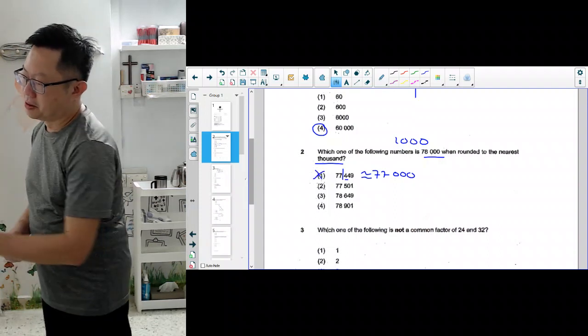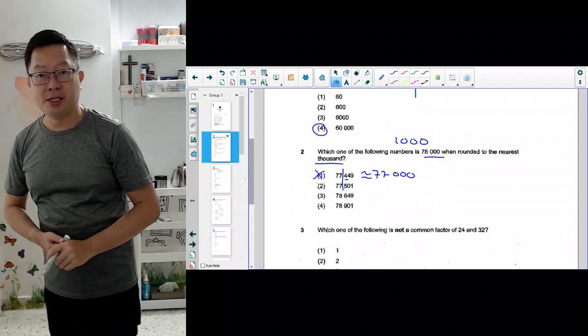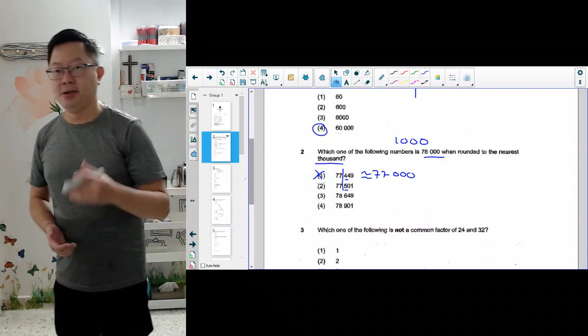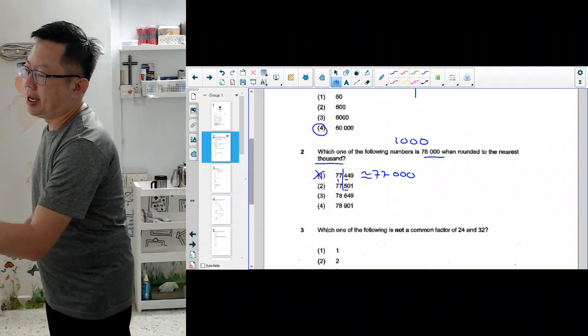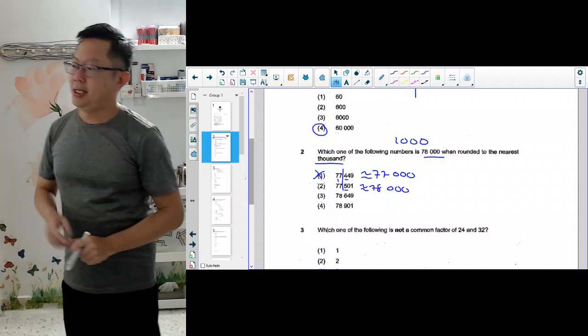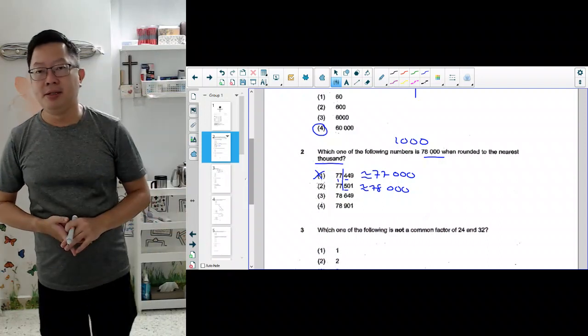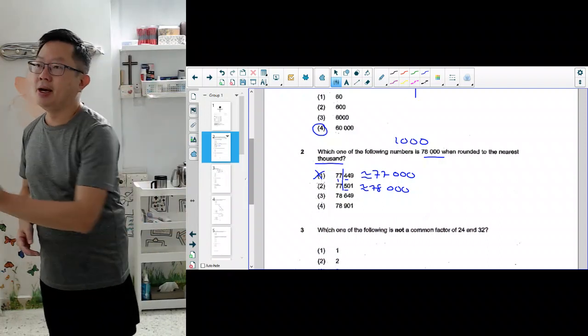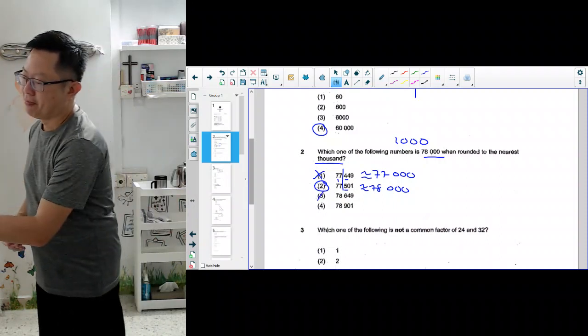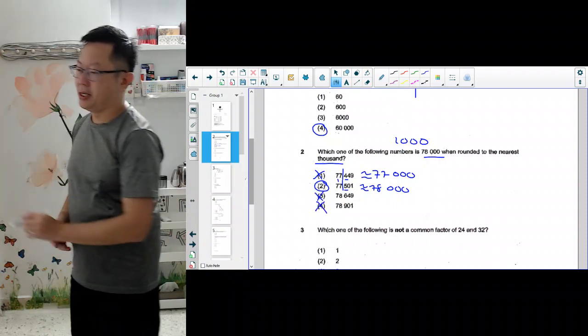Okay, go to number 2 and you draw a line to show the last 3 digits. And the digit nearest the line, is it 5 or bigger? Yes. So you add 1 on the next digit, and that will be 78,000. So when you round this number off to the nearest thousand, you get 78,000, and your answer is number 2. So you don't have to look at number 3 and number 4. Okay, let's go to question 3.